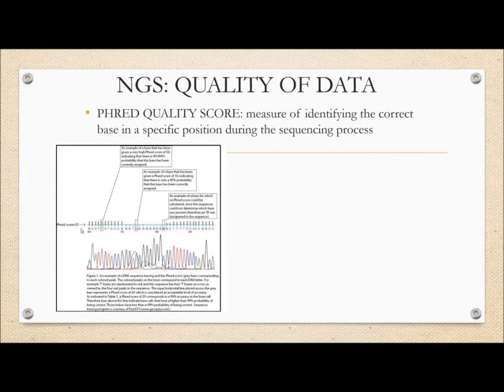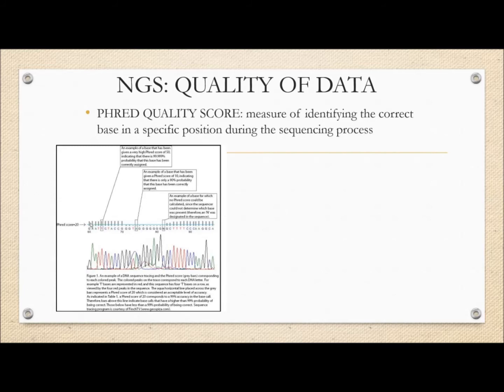This is a picture of the results, and let's say this is part of a read. You'll see there are bars. Each residue, each nucleotide, is differently color coded, and so let's begin to understand this. What do these bars indicate? An example of a base has been given a very high Phred score of 50, and we'll see what those scores mean, indicating there is a 99.999% probability that this has been correctly assigned.